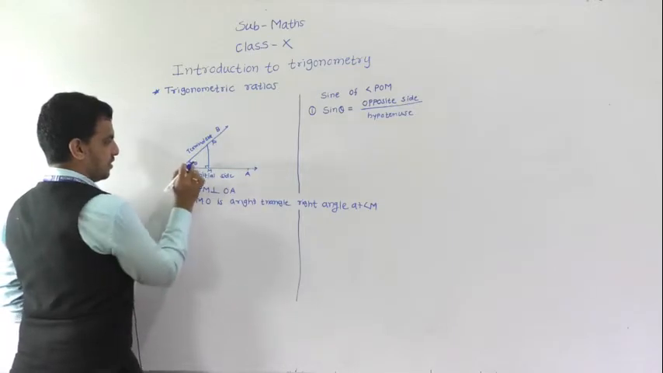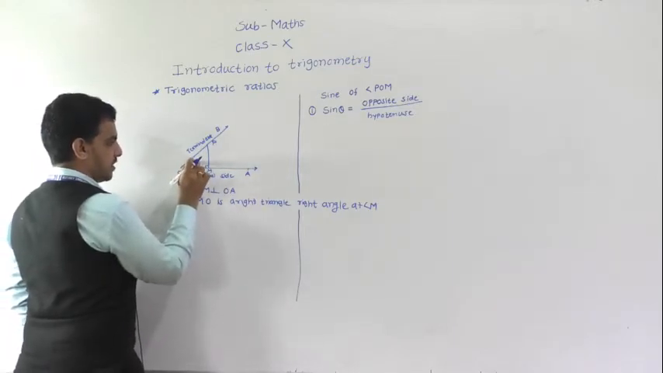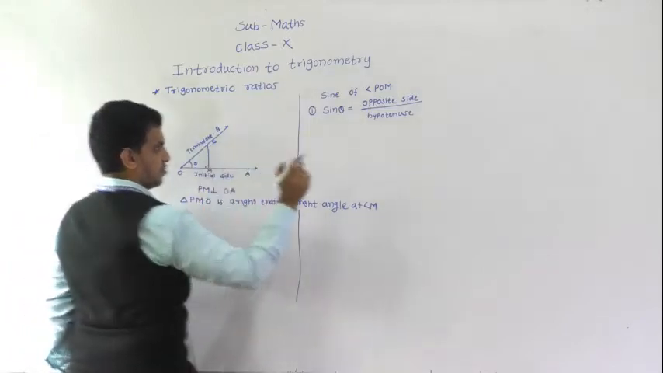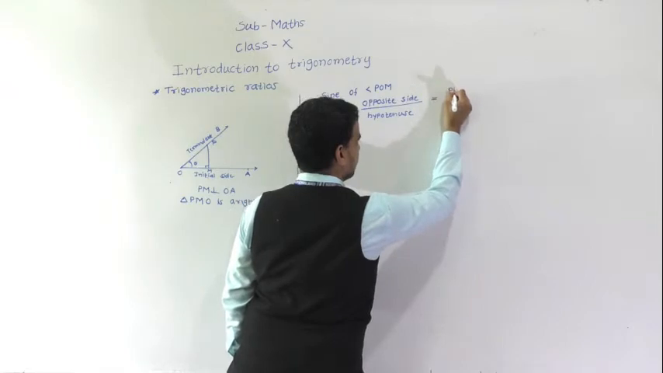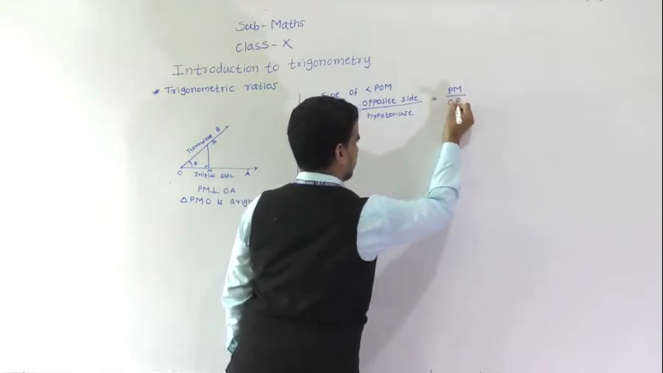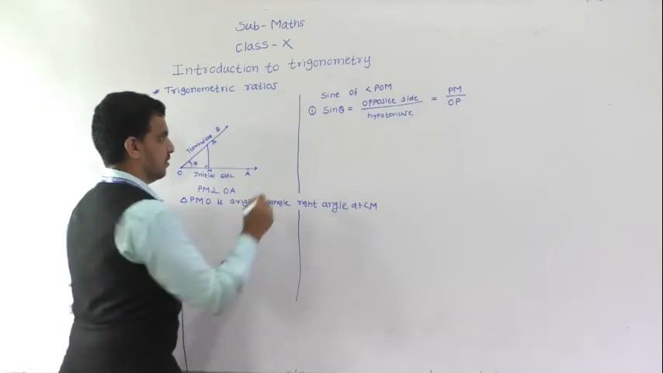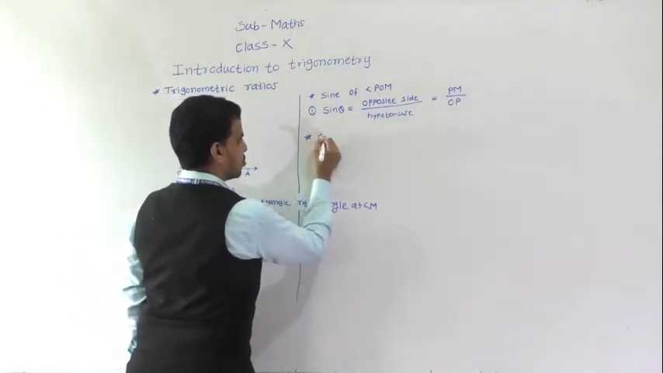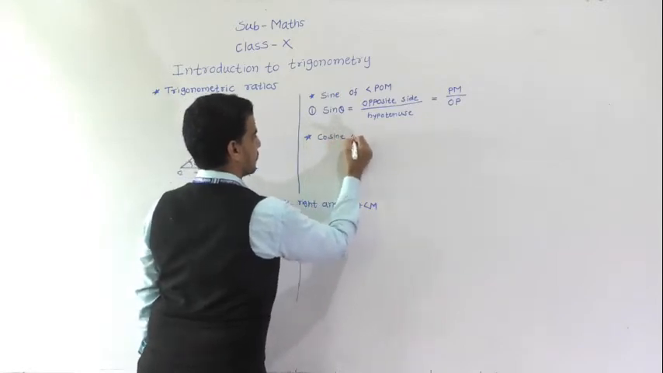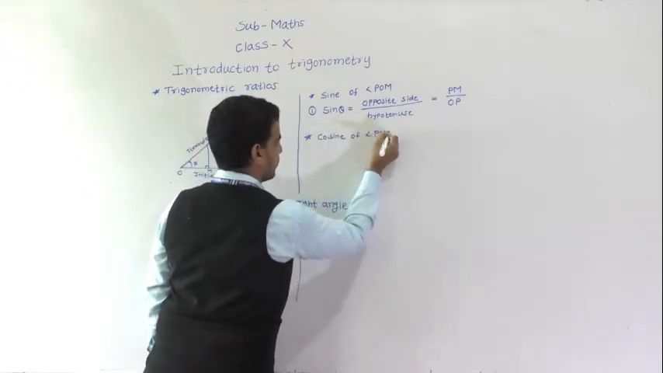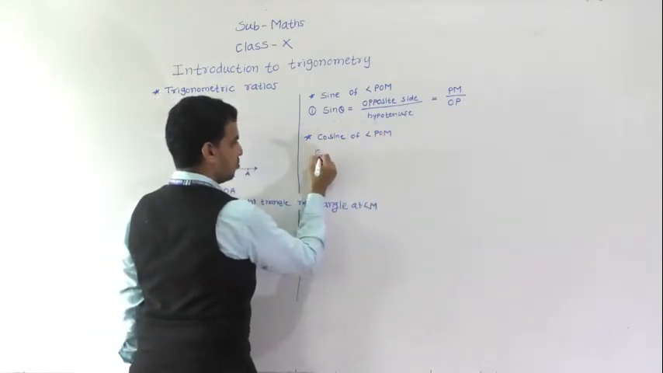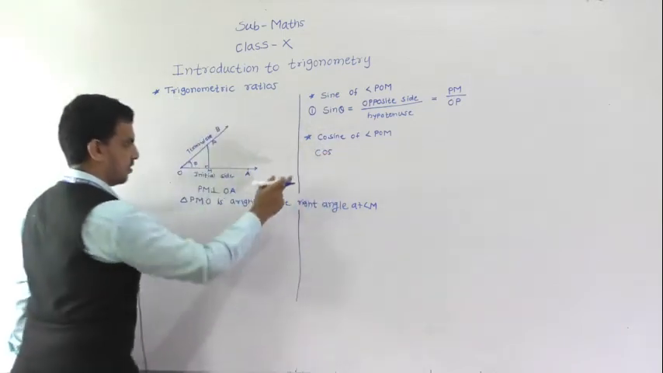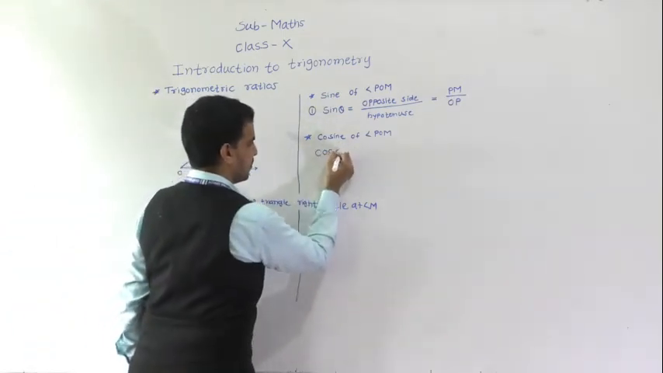okay. So here theta is this angle, so the opposite side of this angle is PM, divided by the hypotenuse OP. So opposite side PM divided by OP. This is the first one, sine theta. Another one is cosine of angle POM. Cosine we write in short as cos, and cos of angle POM is cos theta.